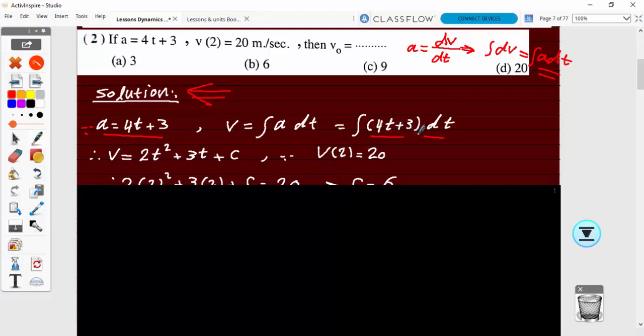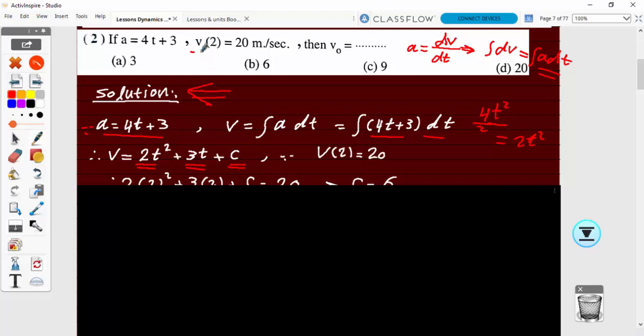Of course, we make the integration with respect to the time. So the integration of 4t equals 4t squared over 2. Okay, so the result equals 2t squared here. What is the integration of 3 with respect to t? Equals 3t. Of course, plus the integration's constant c. Now we want to determine the value of c from the initial conditions.